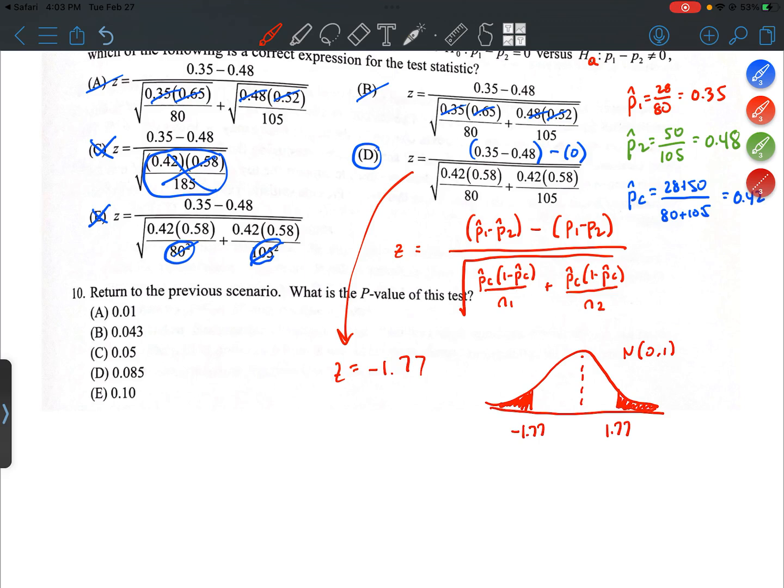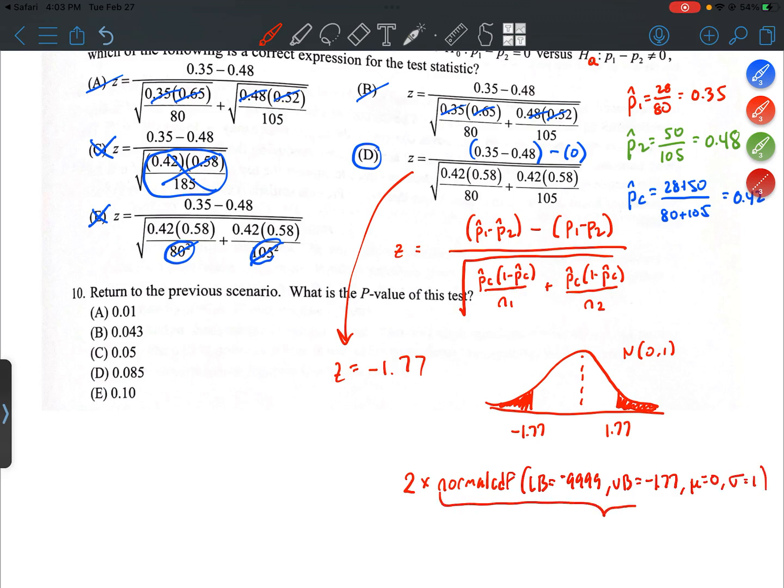We'll shade that, and then using symmetry, we'll find positive 1.77 and then shade the right tail. Now what I'm really going to do is on my calculator, I'll use normal CDF to find the left tail area, and then I'll just multiply that by 2, right? Because these two things are identical in size. So we're going to do 2 times normal CDF, lower bound negative 9999, upper bound negative 1.77, mean 0, standard deviation 1.